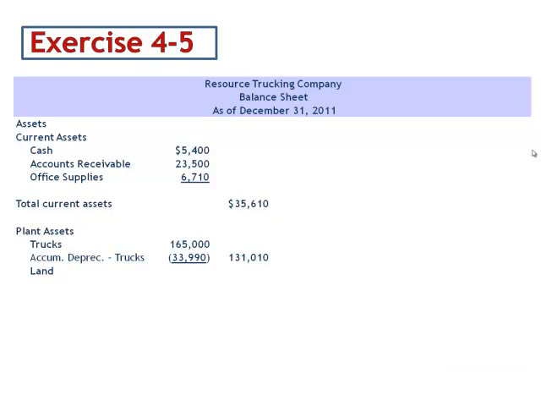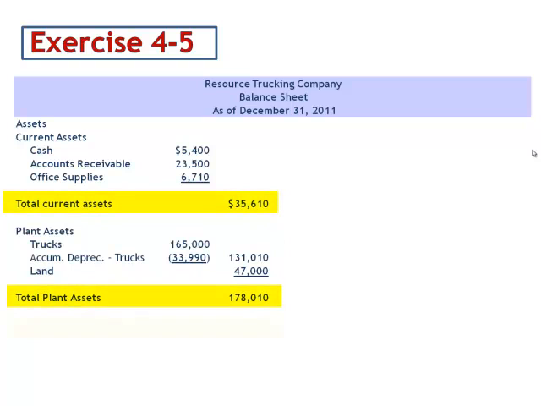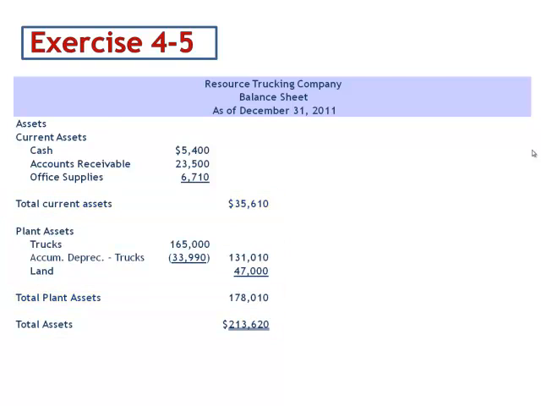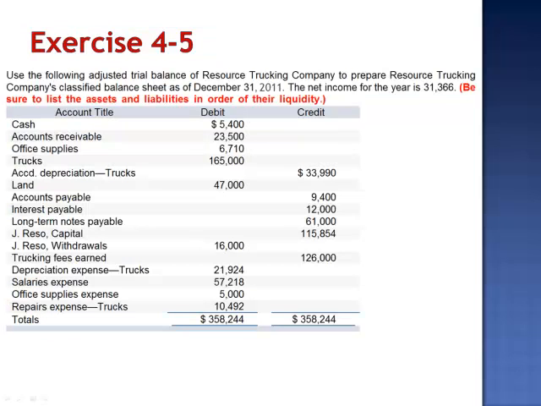The next plant asset is land. Land is non-depreciable. We include its cost. We total our plant assets, $178,010, and then we add total current assets and total plant assets, which gives us total assets, $213,620. Now we turn our attention to our liabilities. When we look at the adjusted trial balance, we have 3 liabilities: accounts payable, interest payable, and long-term notes payable.